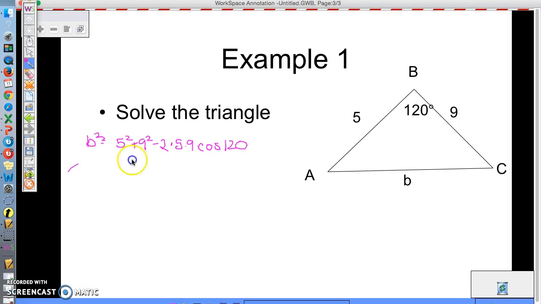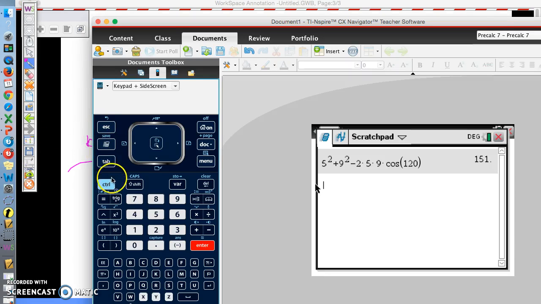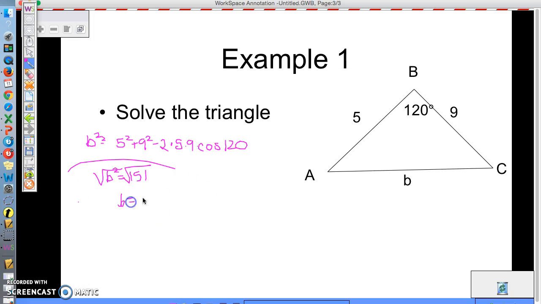So we end up with 151. And then we take the square root of that. So square root, I can just arrow up to grab that, 12.3. And now once we have an angle and the side opposite, we can use that law of sines.